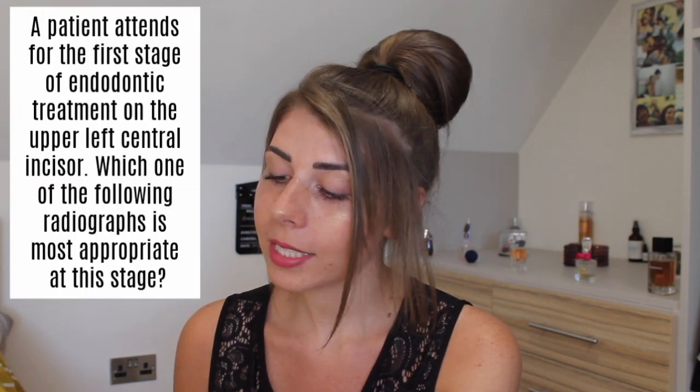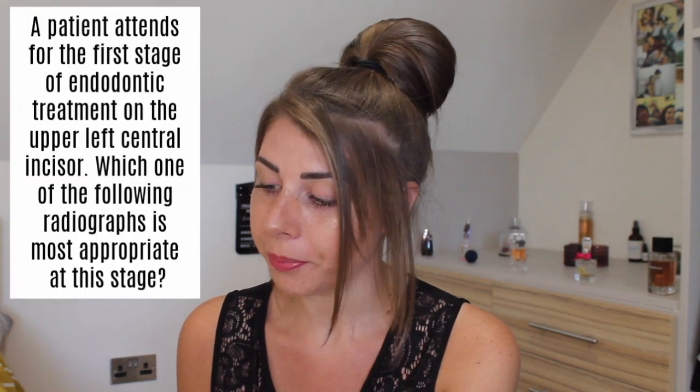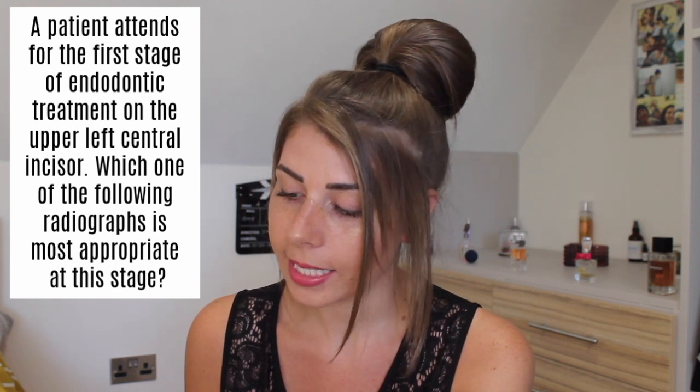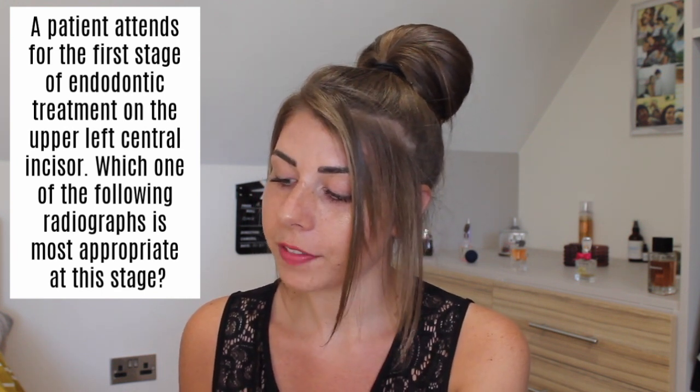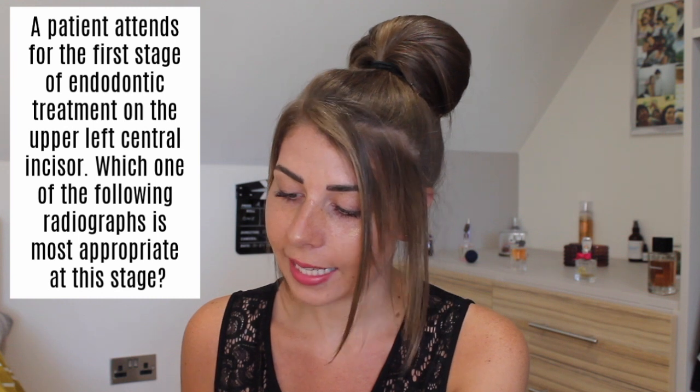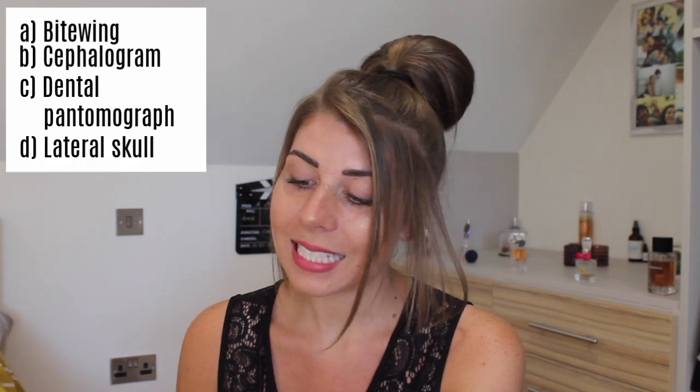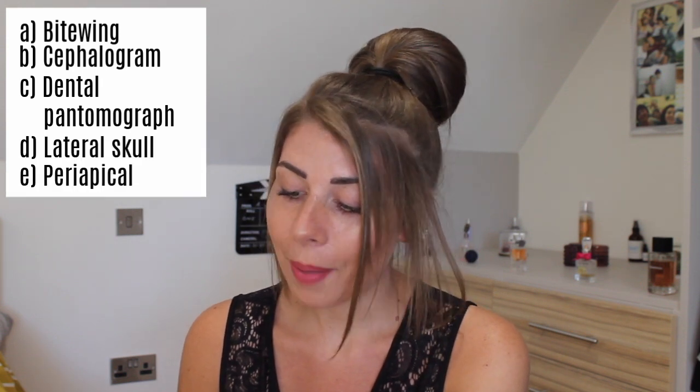Okay, here we go. Question 1. A patient attends for the first stage of endodontic treatment on the upper left central incisor. Which one of the following radiographs is most appropriate at this stage? The multiple choice answers are A, bite wing, B, cephalogram, C, dental pantomograph, D, lateral skull, E, periapical.